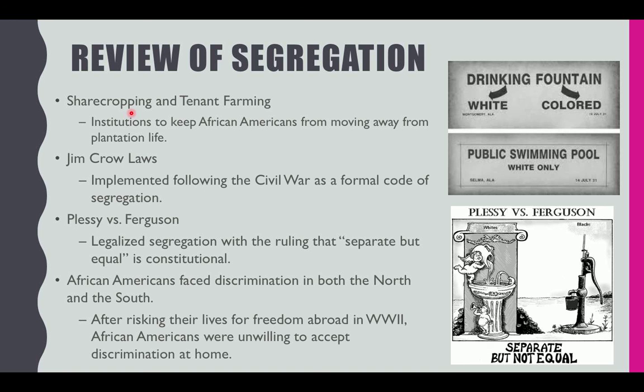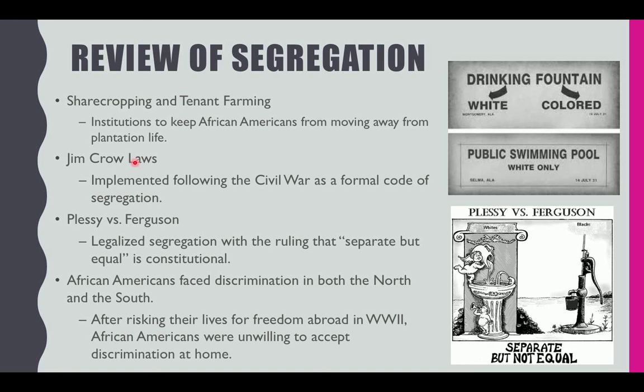Sharecropping and tenant farming were two ways to keep African Americans from moving away from plantation life, which aided in segregation. We didn't want African Americans to come into and assimilate into everyday life, so we found a way to keep them in the role that they had been for so long.